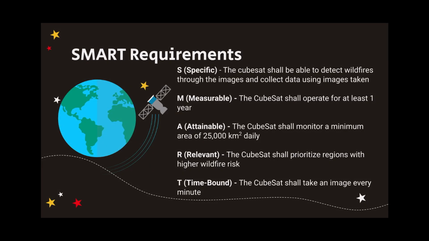Think smart. These are our SMART requirements. For S, the CubeSat shall be able to detect wildfires through the images and collect data using images taken. For M, the CubeSat shall operate for at least a year. For A, the CubeSat shall monitor a minimum area of 25,000 kilometers squared daily. And for R, the CubeSat shall prioritize regions with higher wildfire risk. And finally T, the CubeSat shall take an image every minute.